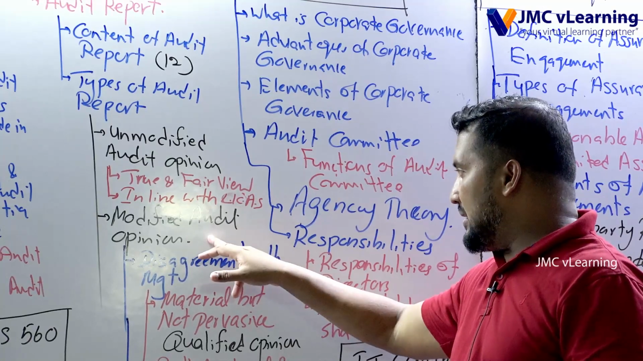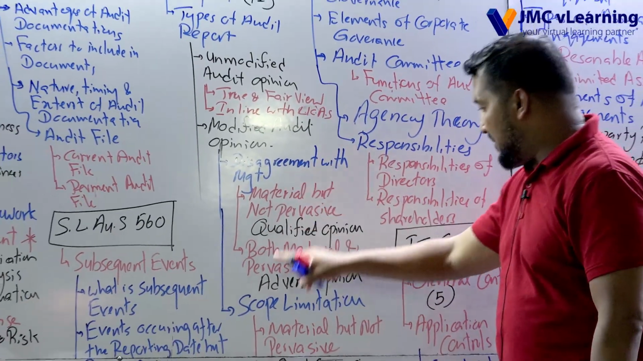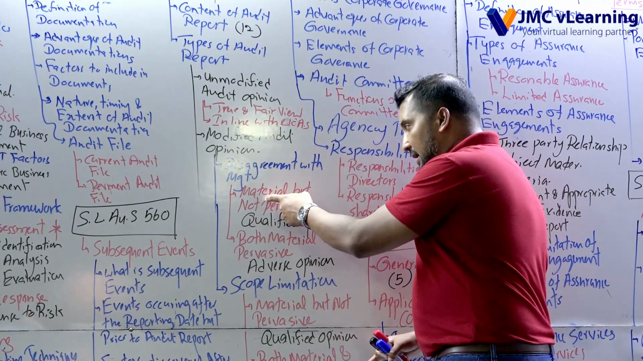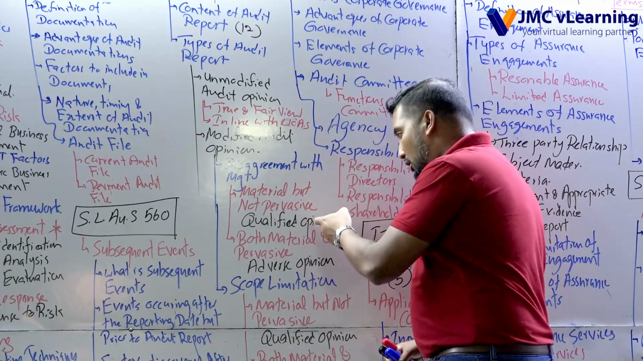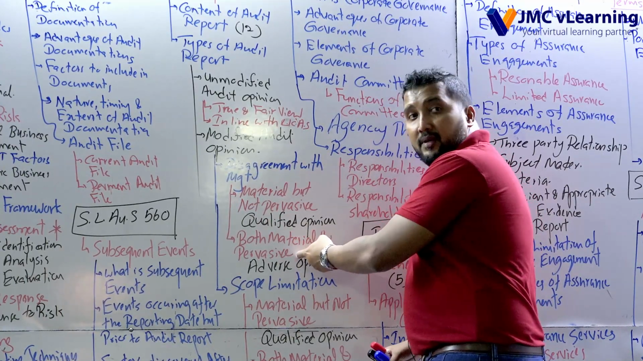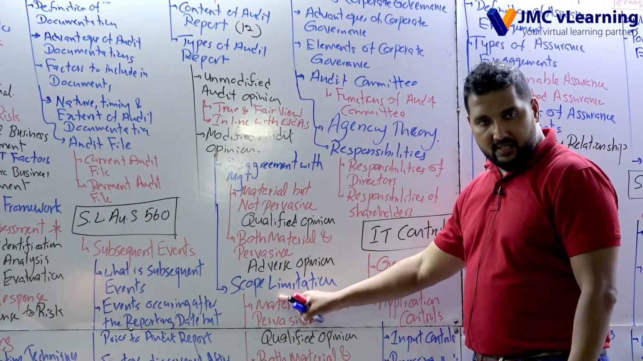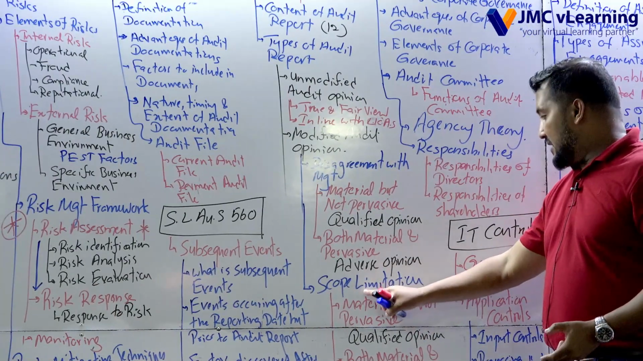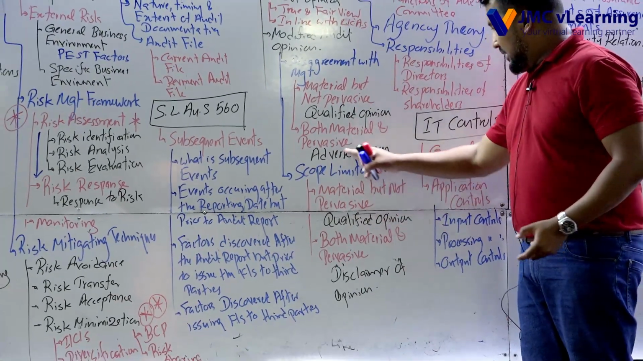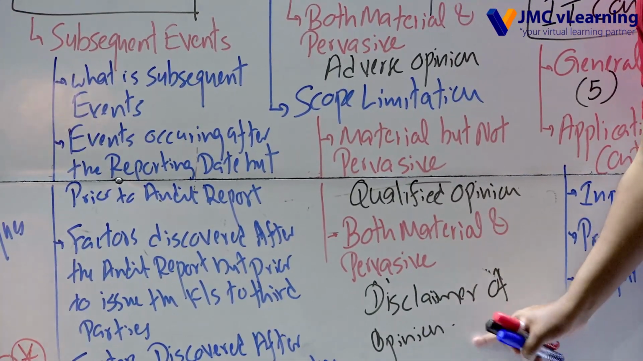When we analyze the modified audit opinion, we segregate that into 2 categories: disagreement with management and scope limitation. If the disagreement with management is material but not pervasive, we will go for a qualified opinion. If the disagreement with management is both material and pervasive, we'll go for an adverse opinion. Then we discuss scope limitation as well in the same scenario. If the scope limitation is material but not pervasive, we'll go for a qualified opinion. If the scope limitation is both material and pervasive, we go for a disclaimer of opinion as well.